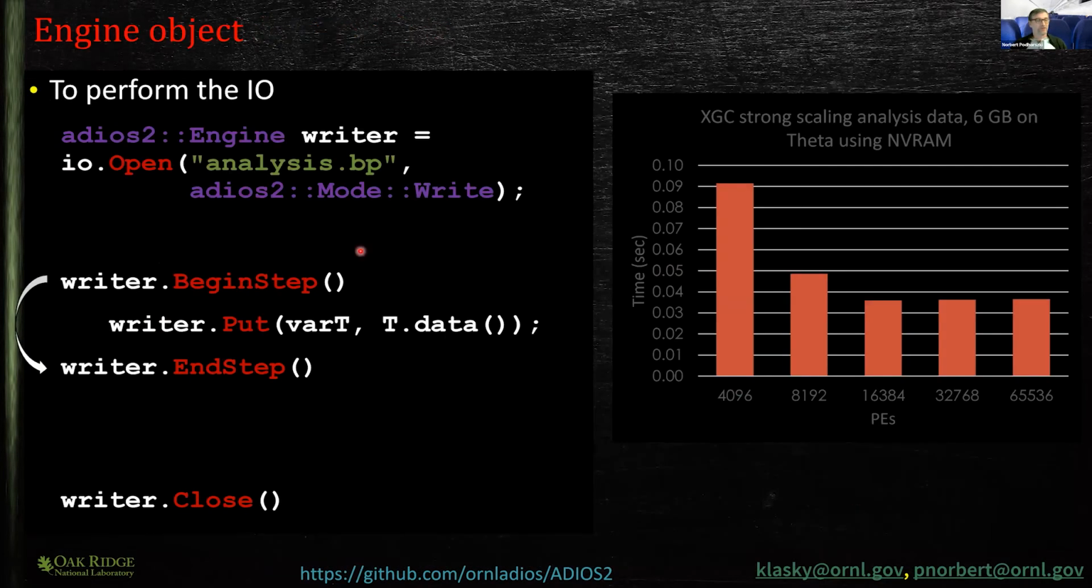And so if you want to write multiple steps, then after open, you start a begin step, end step loop. And then you close this whole thing at the very end. So you can open this file or this output stream at the very beginning, and then you can close at the very end of the simulation. And then whenever you want to write a step, you call begin step, all the puts here, and then end step. So now the same rule applies. You cannot modify T until the end of end step.